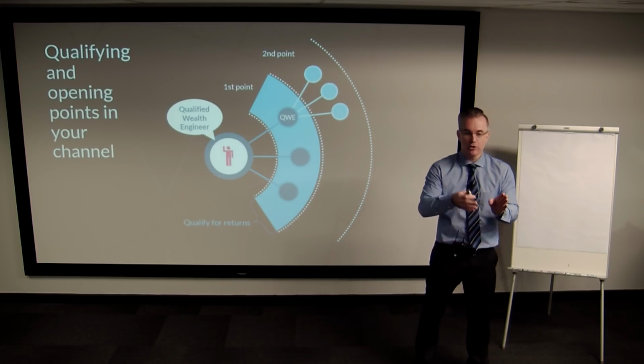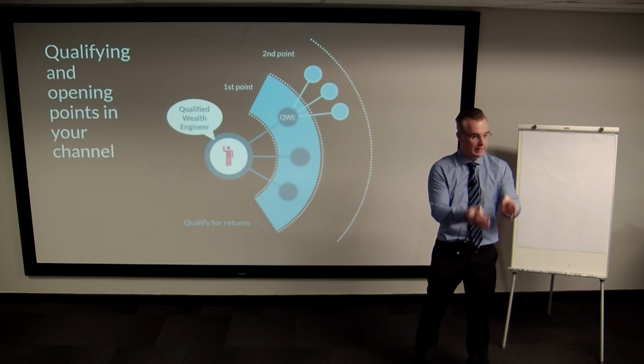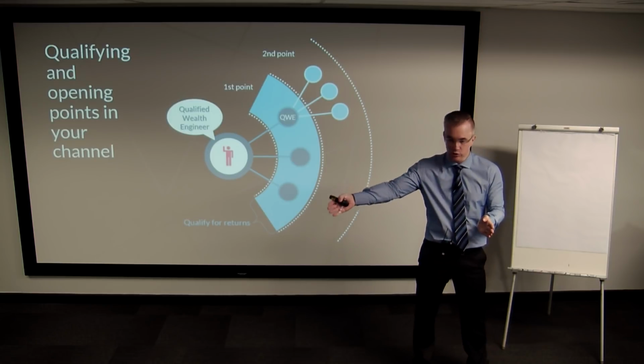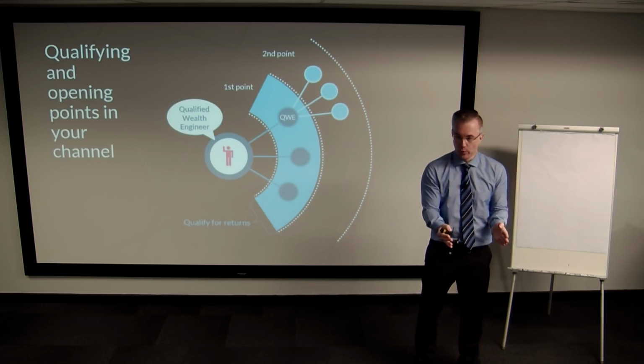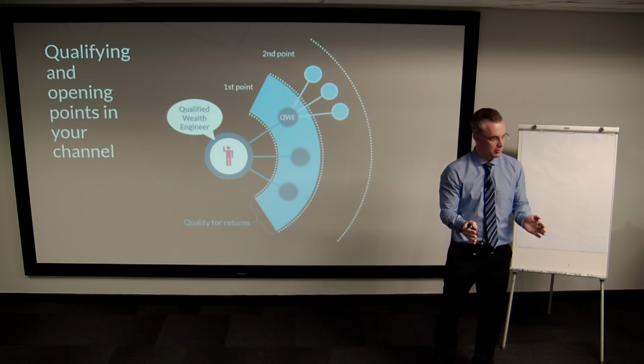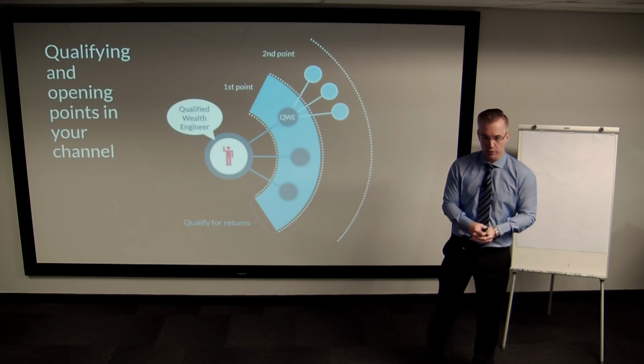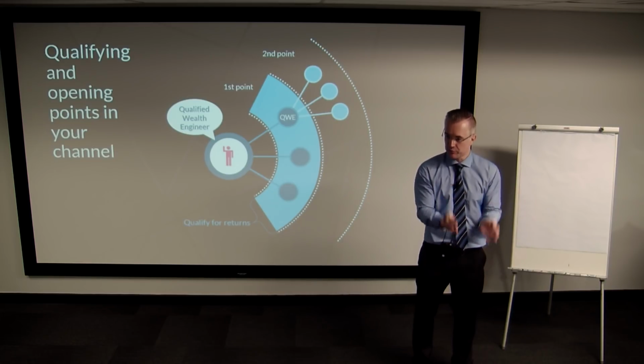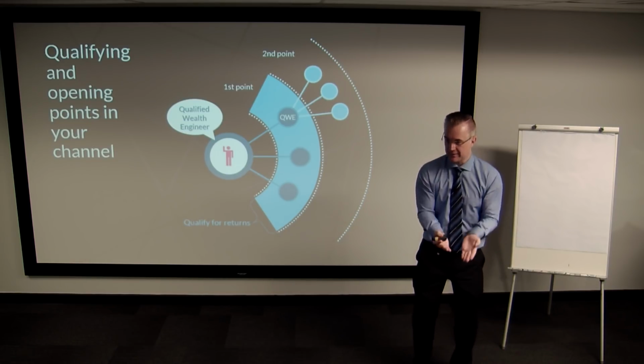Now, in order to earn on the points in your channel, you need an equal number of qualified wealth engineers for the number of points you want to earn on. So if you want to earn on 2 points, you need 2 qualified wealth engineers. If you want to earn on 5 points, you need 5. If you want to earn on 96 points, you need 96. It's the simplest system in the world.